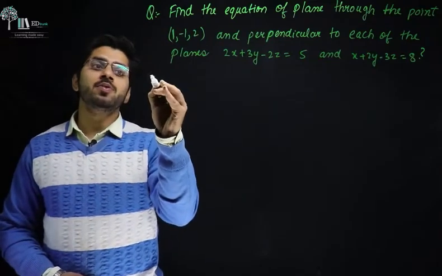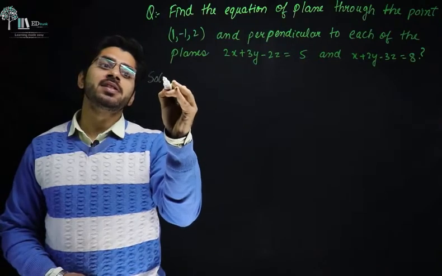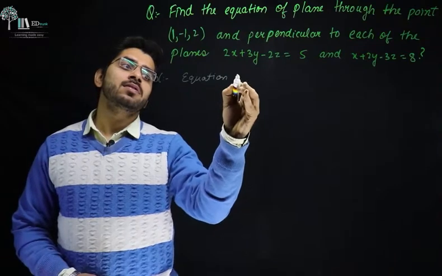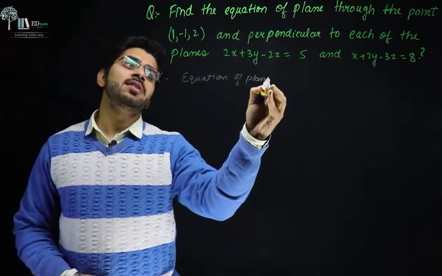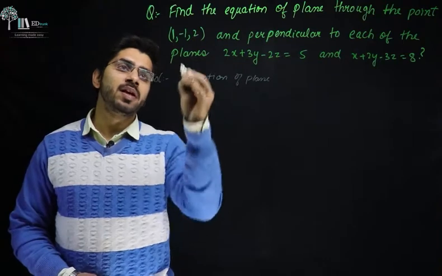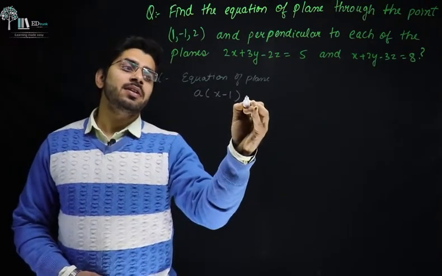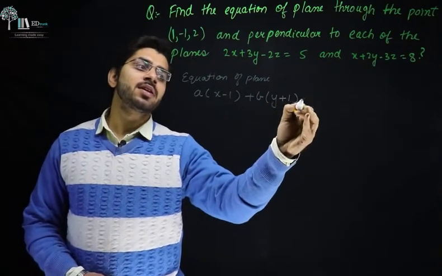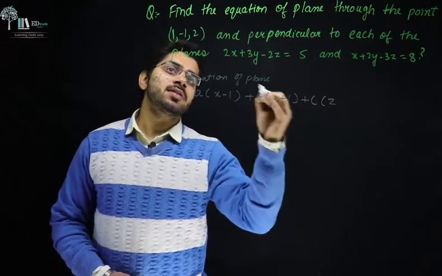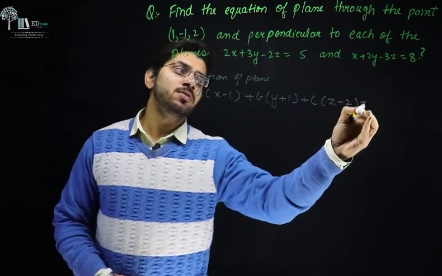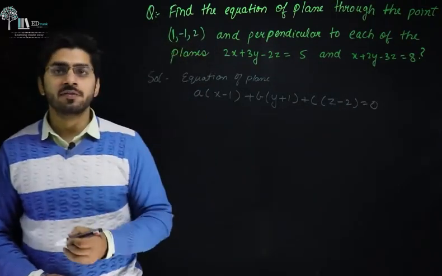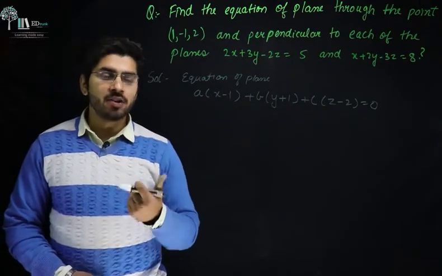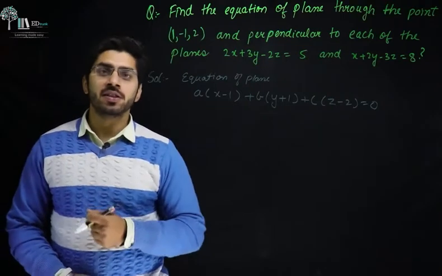So the first step we need to do is consider the equation of the plane as the basic one. So the equation of plane will be a(x minus x1, x1 is here 1) plus b(y minus y1, y1 is here -1, so y plus 1) plus c(z minus z1, z1 is here 2) equals to 0. So this is the point x1, y1 and z1 from which the plane is passing. Now the next step is we need to find the values of a, b and c using the given condition.